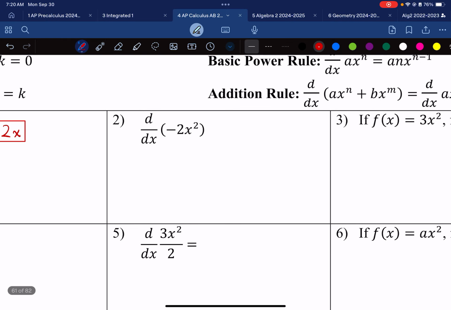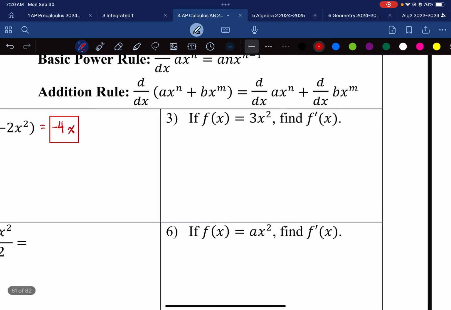And number 2, again, it's power rule, so the 2 is going to come down in front. 2 times a negative 2 is a negative 4, so this is a negative 4, and then x to the power of 1, but again, I'm going to stop writing that. It's just negative 4x, so negative 4x, and let me box all of my final solutions in this video. I'm going to try not to miss a single one.